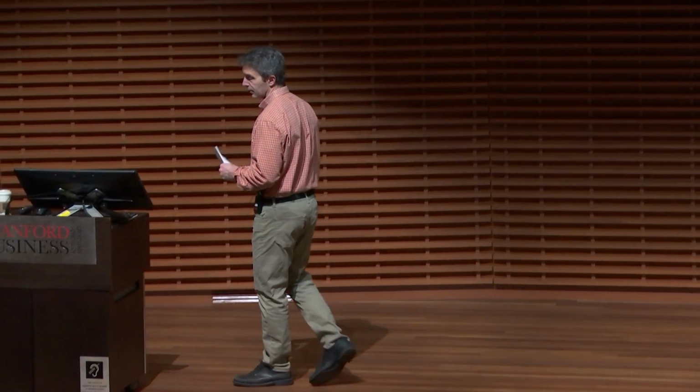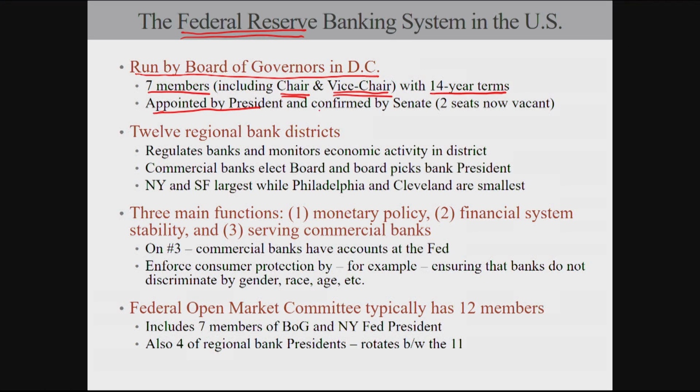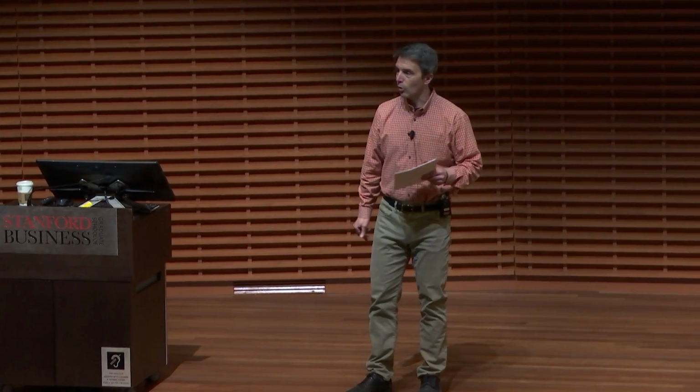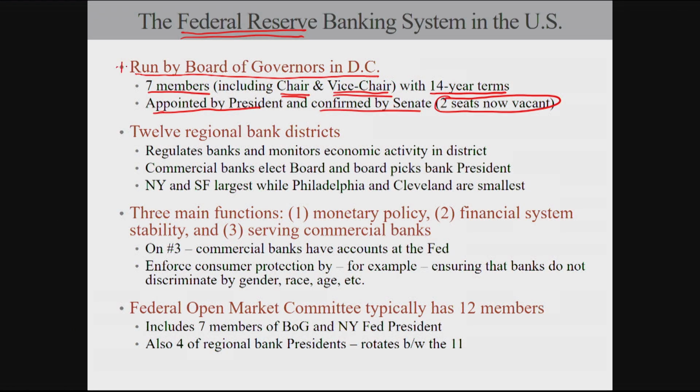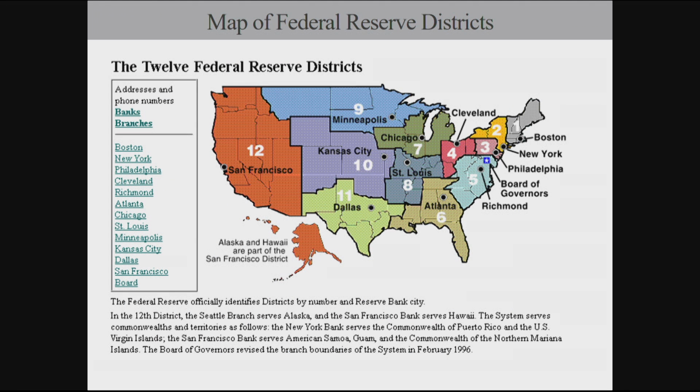House of Representatives. These roles are appointed by the president and confirmed by the Senate, but right now 2 of these 7 seats are vacant, which is not great for the existing 5 because that means they have a lot more work to do than if they had those additional people around. And this group is very important.